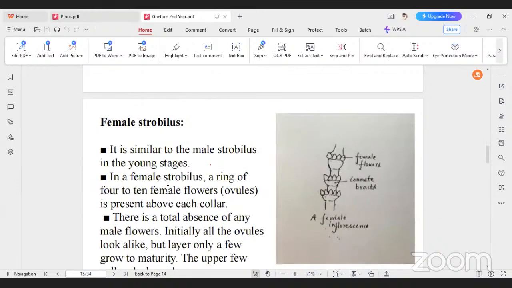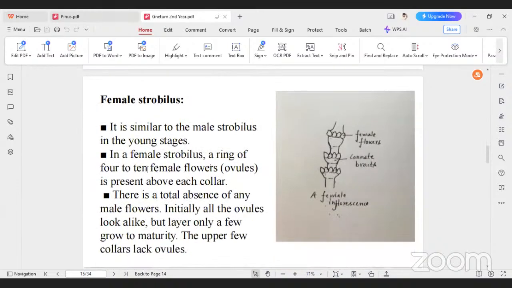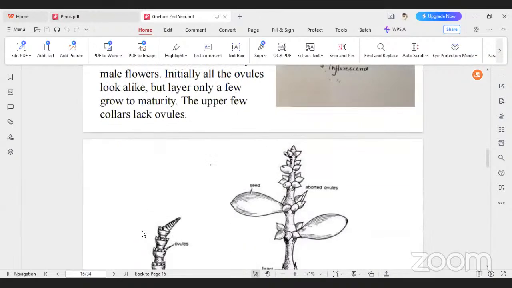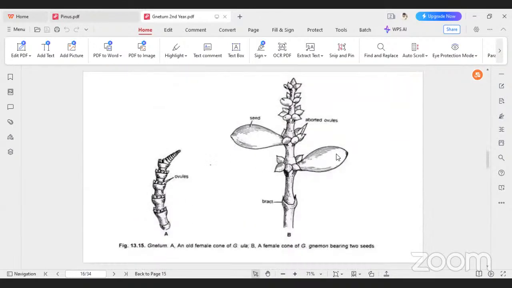Next, the female strobilus. It is the same here, similar to the male strobilus. The female strobilus has a ring of 4 to 10 female flowers. Same. This is the female cone with ovule or seed.